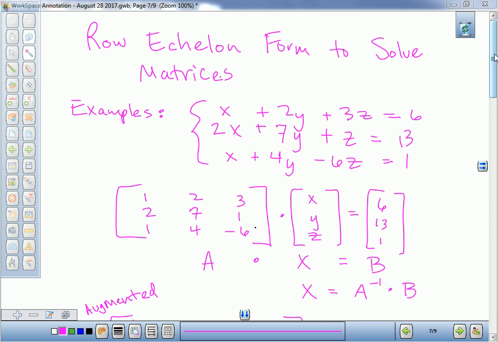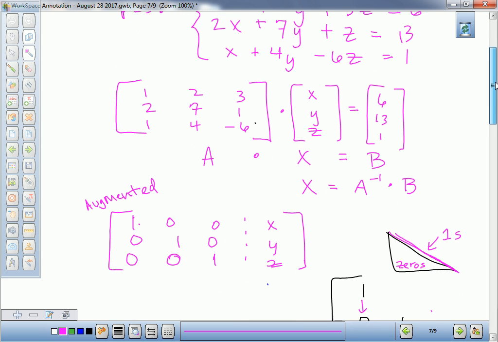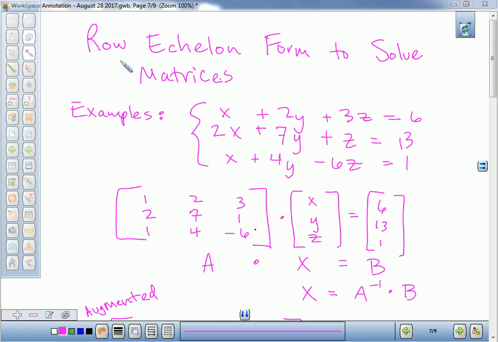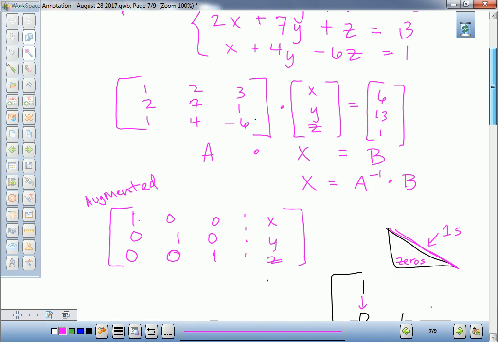A new method, and it involves augmented matrices. But first we're going to start with something you're very familiar with, which is a system. We're going to start with a system of 3 equations with 3 unknowns.